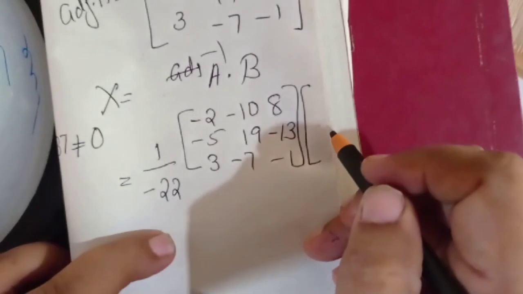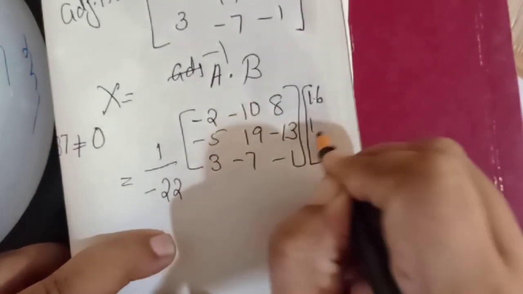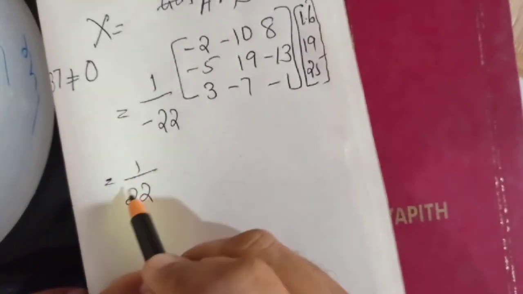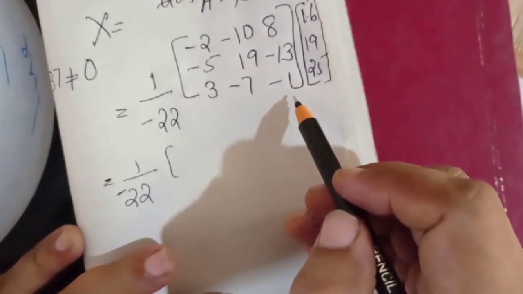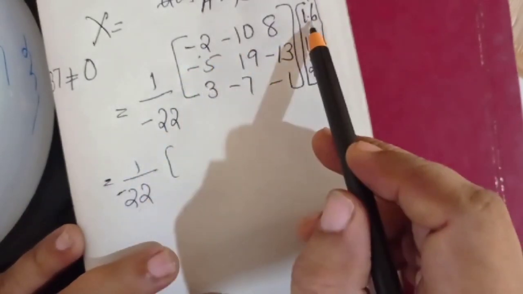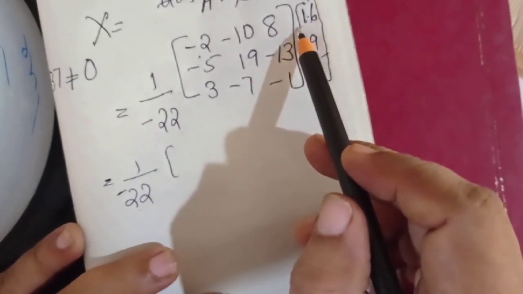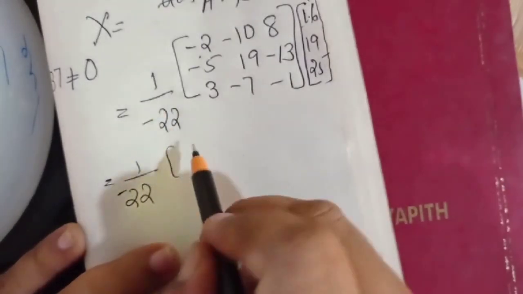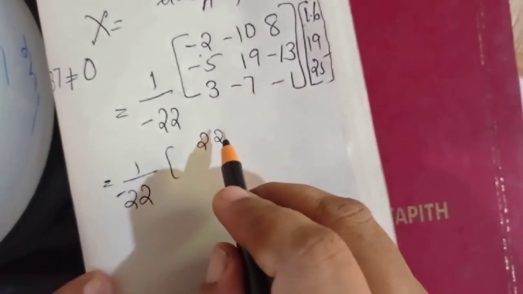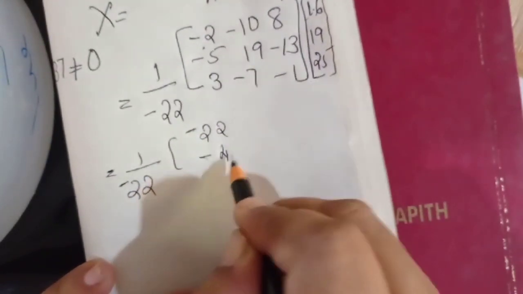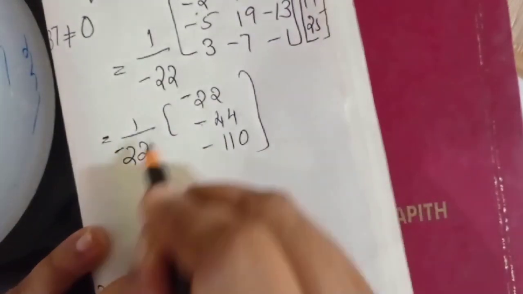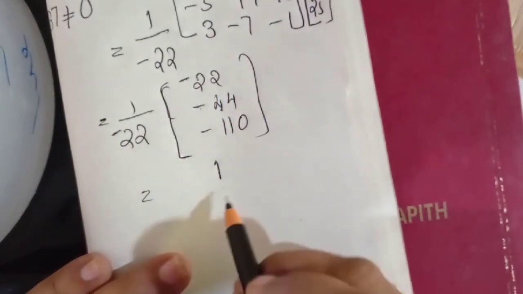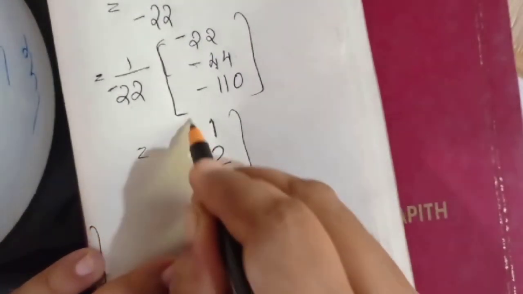Into what is B? B is 16, 19, 25. Check the answer. Then 1 by minus 22 into first row into first column. Say the answer. Minus 2 into 16 is minus 32, isn't it? Therefore, the answer is minus 22, minus 44, minus 110. Check the answer. Therefore, minus 22 by minus 22 is 1, minus 44 by minus 22 is 2, and this by 5. Got it? 1, 2, 5.